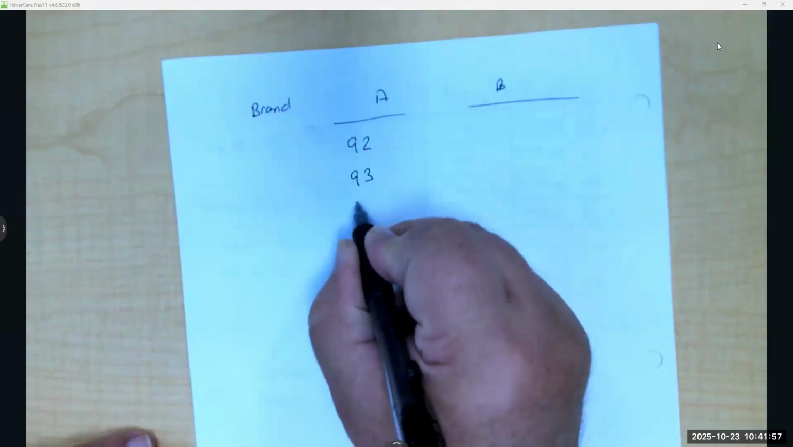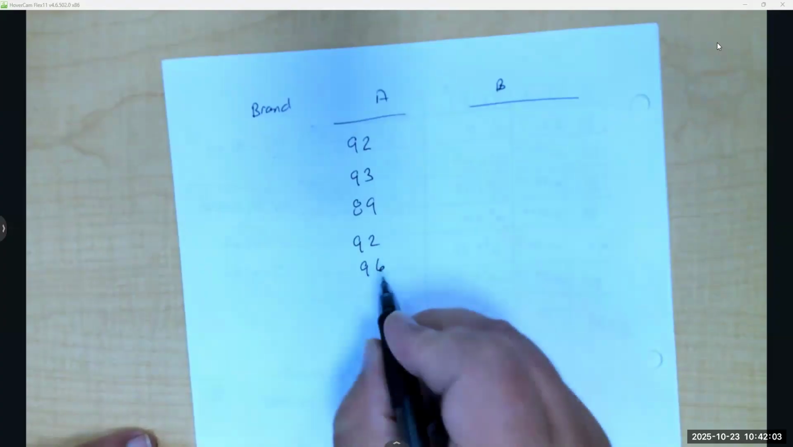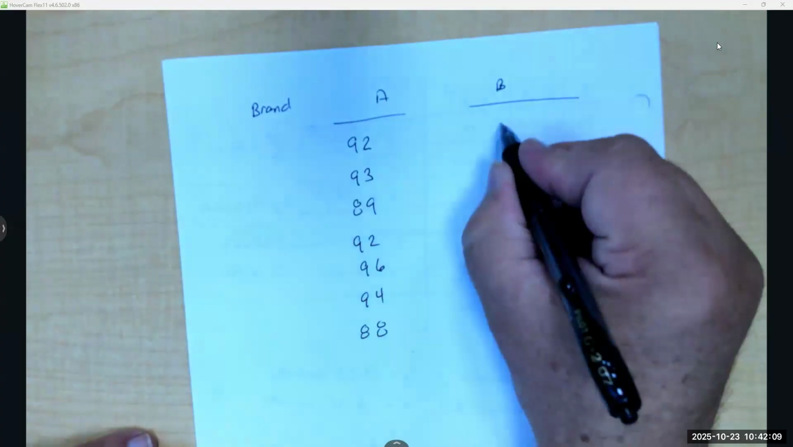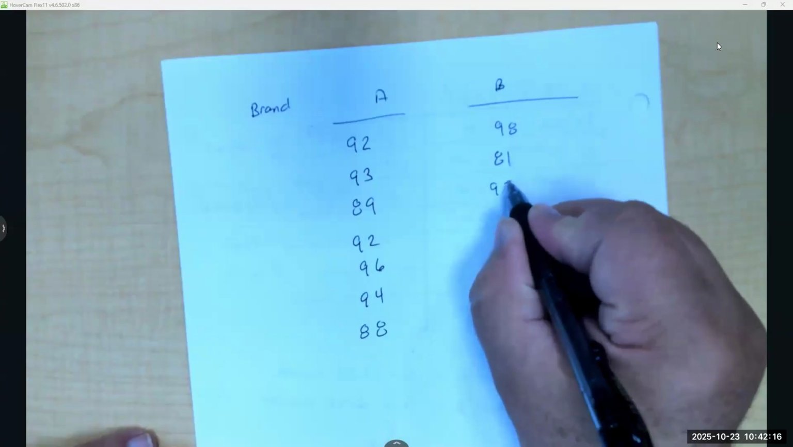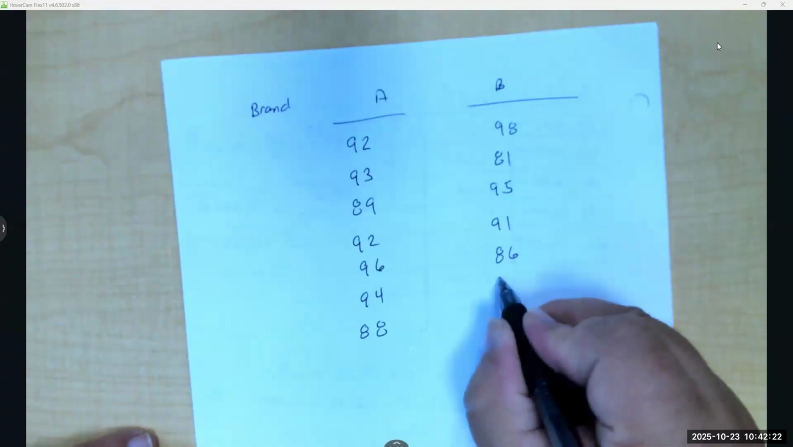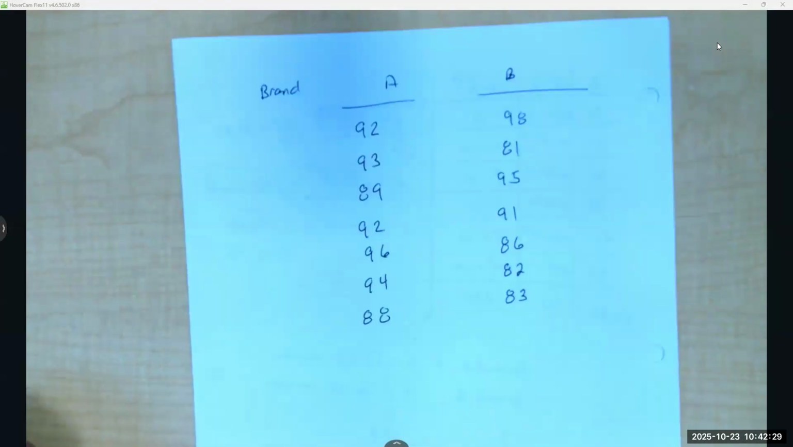92, 93, 89, 92, 96, 94, 98, 81, 95, 91, 86, 82, and 83. Which brand is better? And why?